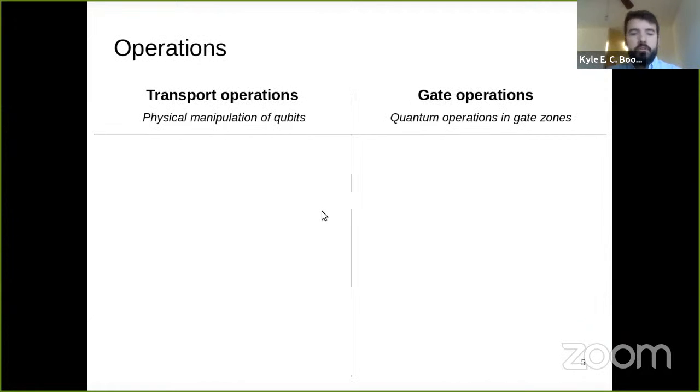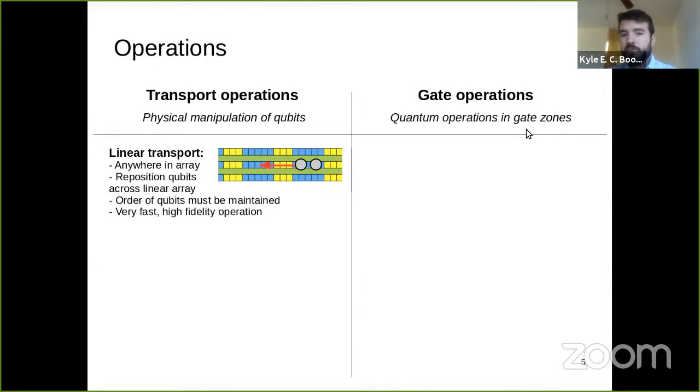So there's 2 different types of operations that you can achieve on a QCCD trapped ion device. The first are what are called transport operations. And so these involve actual physical manipulation of the qubits. And the second type of operation is a gate operation. So these are your typical quantum operations, and these happen in gate zones.